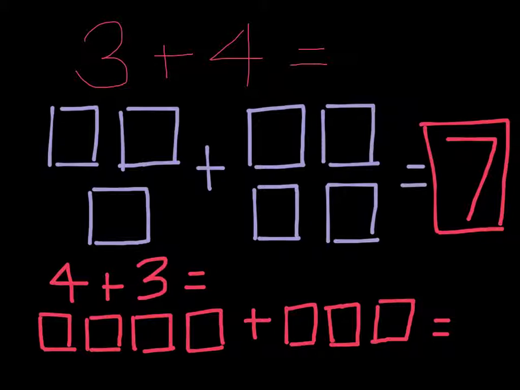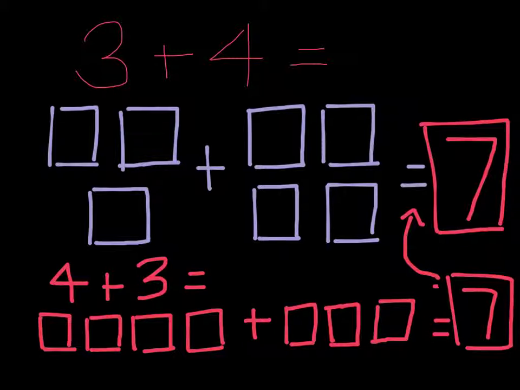If we take 1, 2, 3, 4 plus 1, 2, 3, we get 1, 2, 3, 4, 5, 6, 7. Again, we are going to get 7 as our answer. So just because we changed the order doesn't mean that these are any different.